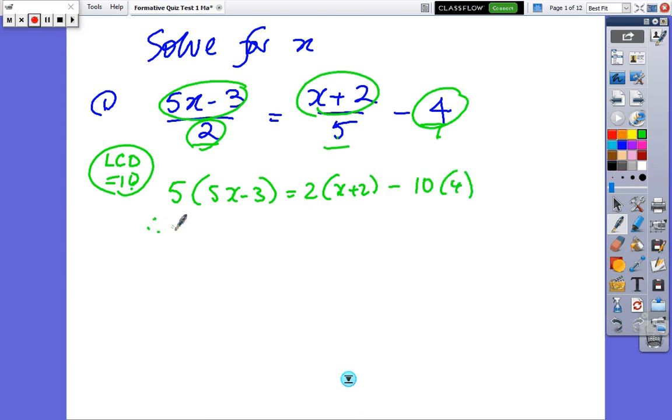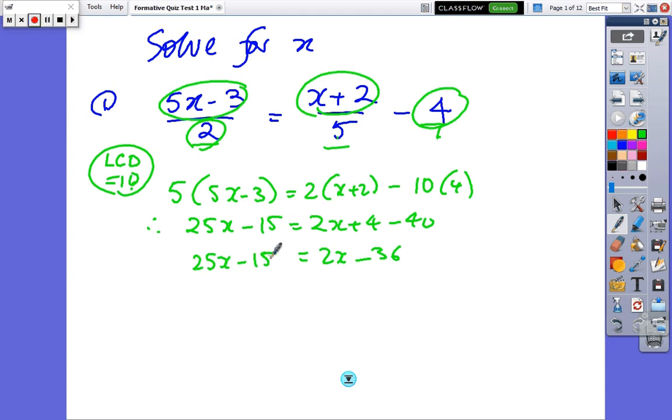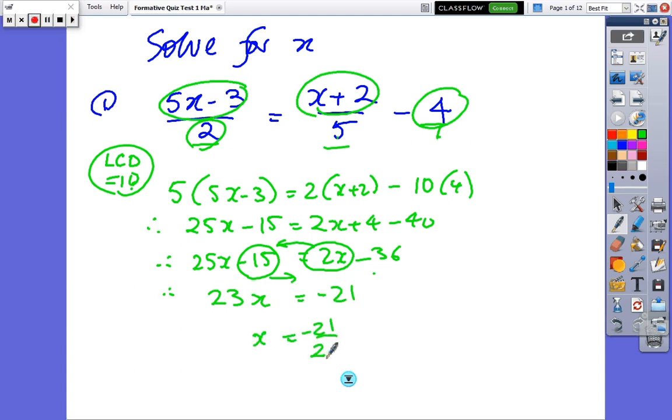Okay, so now we just expand out. 25x minus 15 equals 2x plus 4 minus 40, and then just group the terms: minus 36. So x's can come across and the numbers can go backwards. So 23x, and minus 15 becomes plus 15, which is minus 21. So x is minus 21 over 23. Okay, so when you're ready, come across.